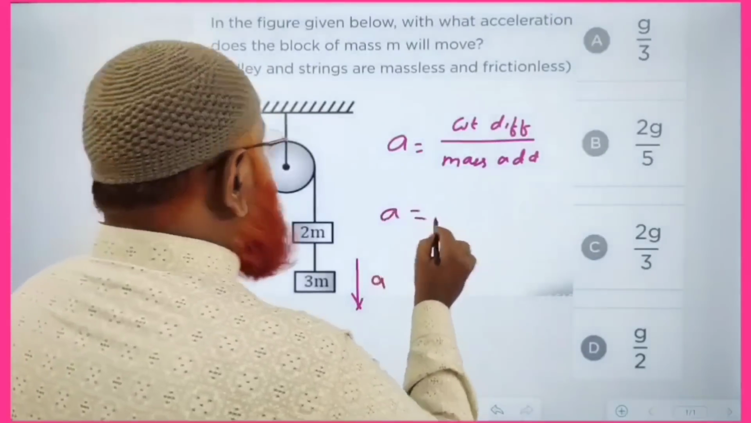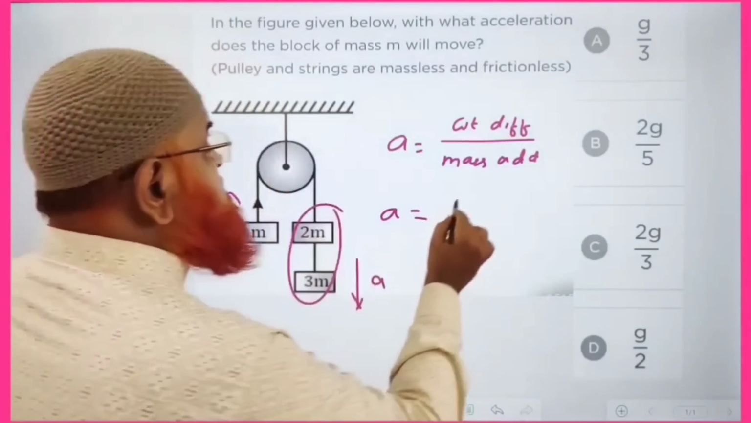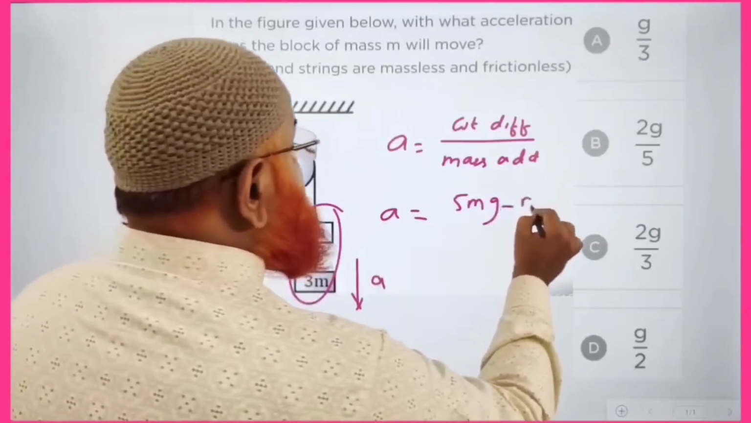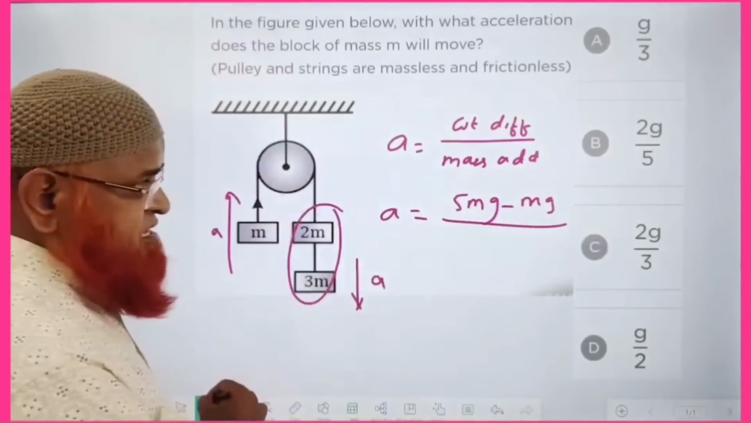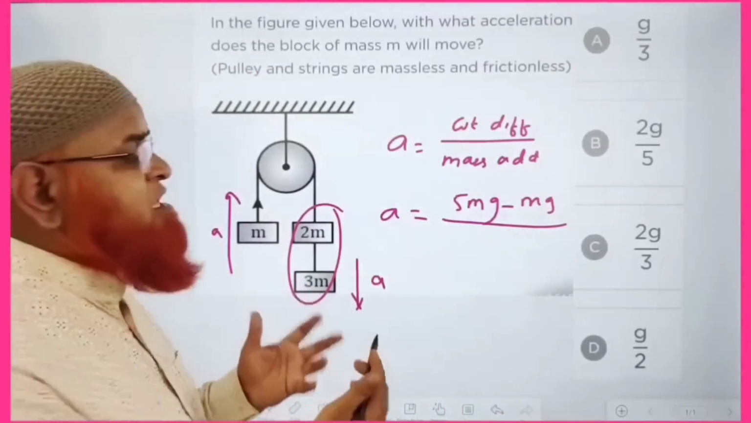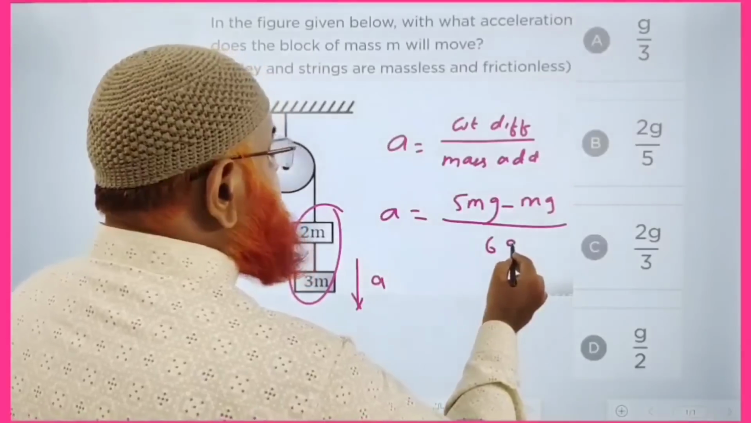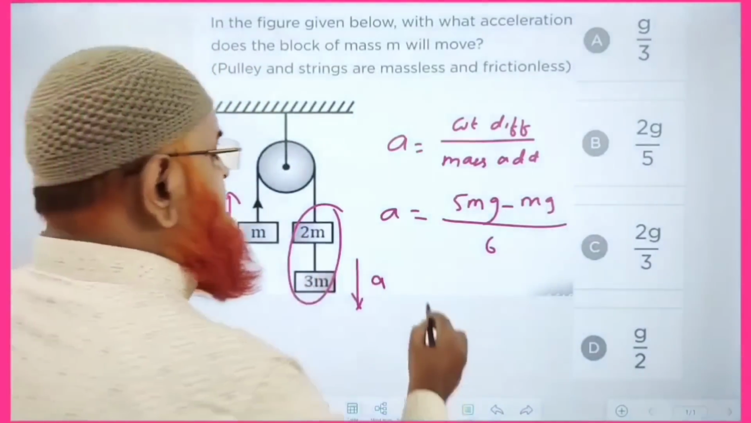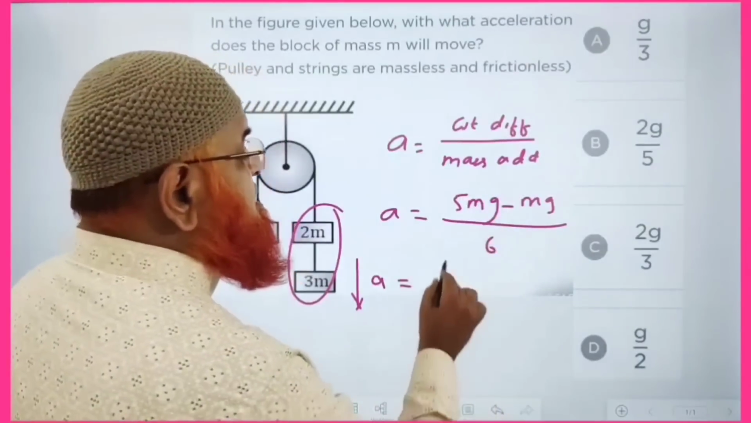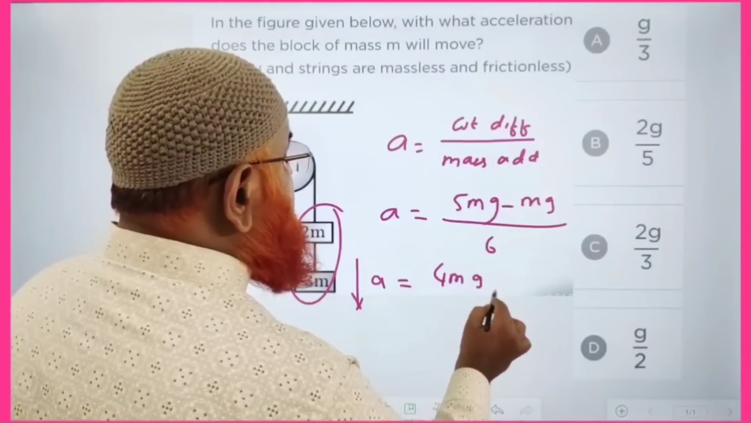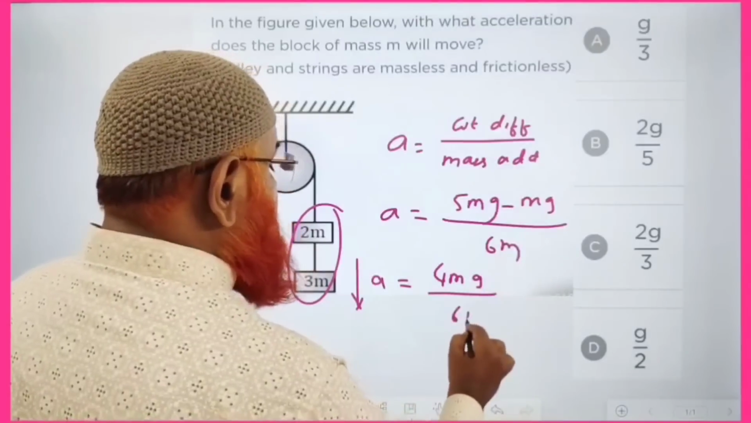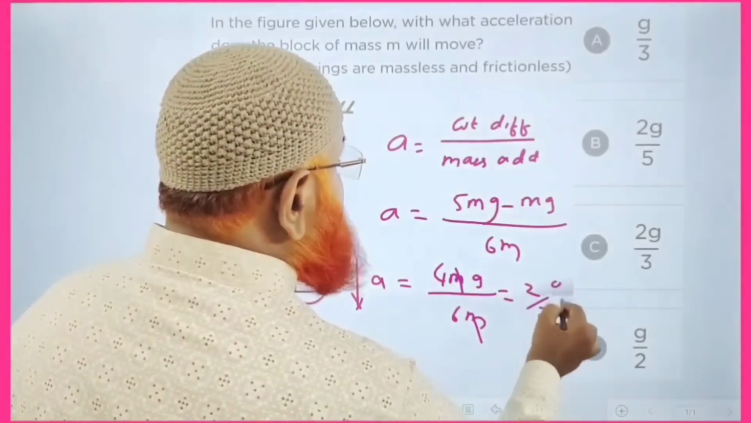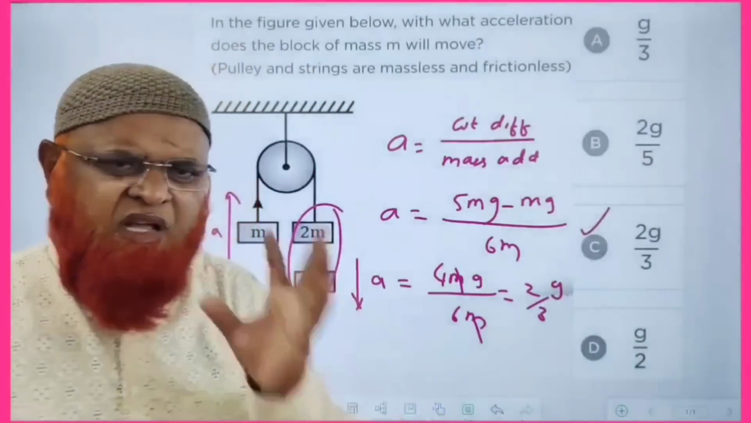So what is the weight difference? You can combine together and consider it as 5 mg. And this is just minus mg. That is called the weight difference. Mass addition means just add all the masses. So if you add them, how much will you get? 6, because 2 plus 3 plus 1 is 6. So how much is the acceleration here? 4 mg divided by 6m. Then m gets cancelled. This is 2 by 3 g. C is your option. So simple it is.